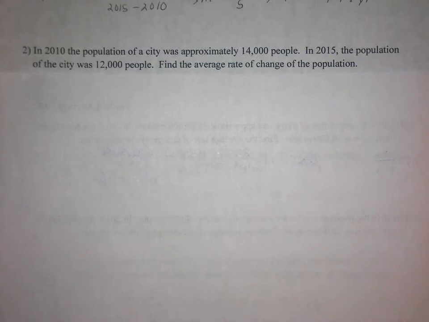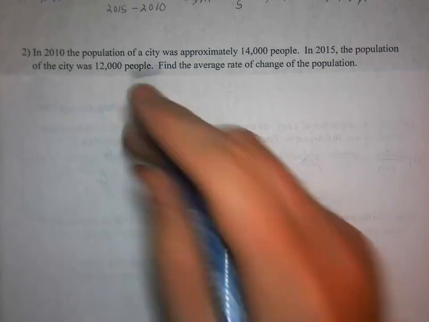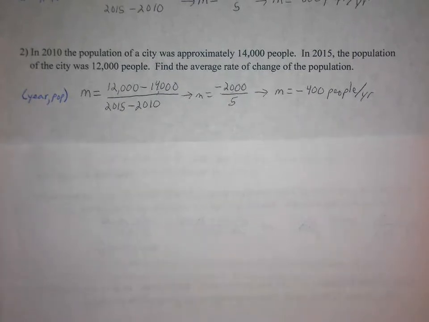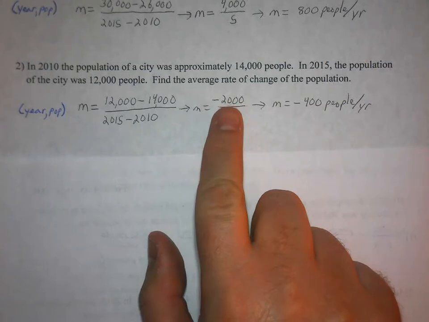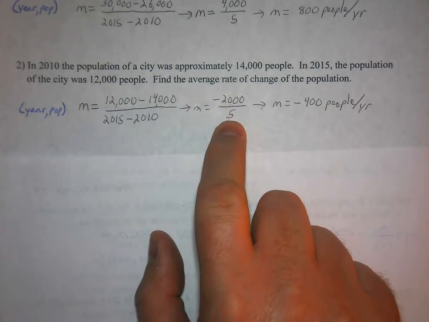And when you read this one, notice that now the population decreased, which means we should have a negative slope. Okay, and if you substitute the values into find slope, we can see the population decreased by 2,000 people over those 5 years.